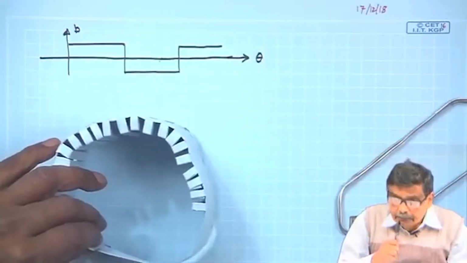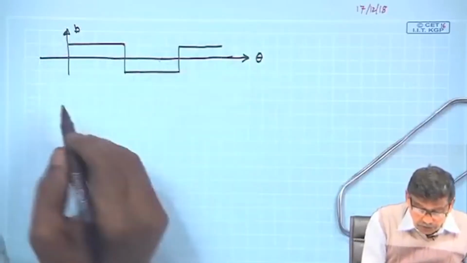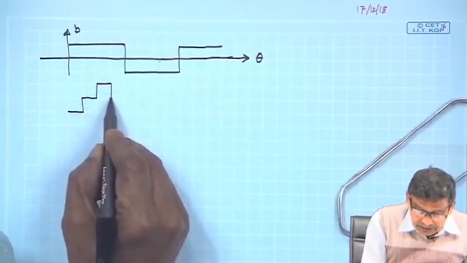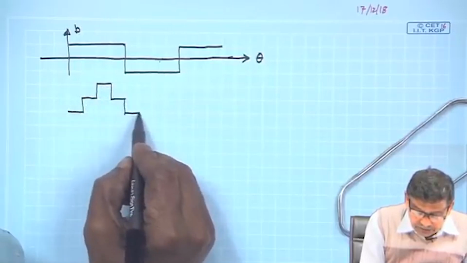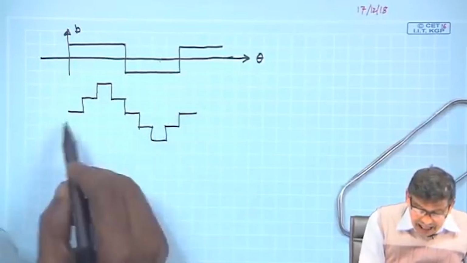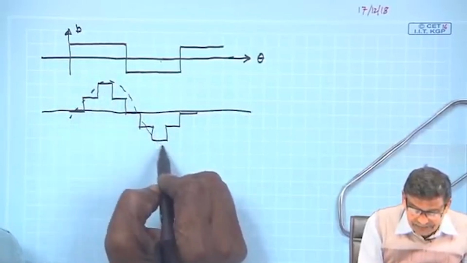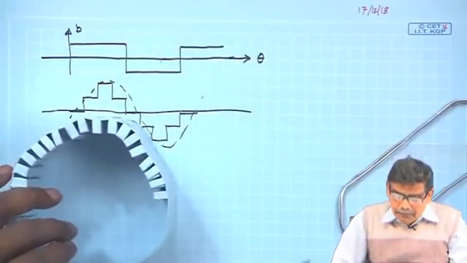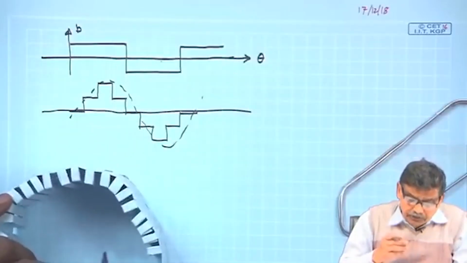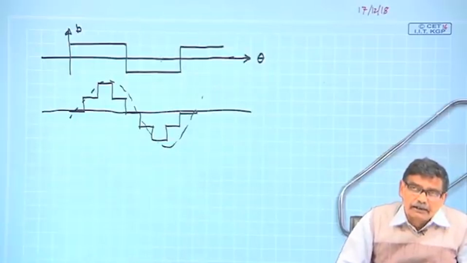because increasing the number of coils will also ensure that this B distribution will be no longer rectangular, but it will be somewhat stepped like this. That is what I have shown if 2-3 coils are used. And this will be more like a sine wave. Okay. Therefore, people never use a single coil to generate an AC voltage, because if you do that, then B distribution may not be that sinusoidal.